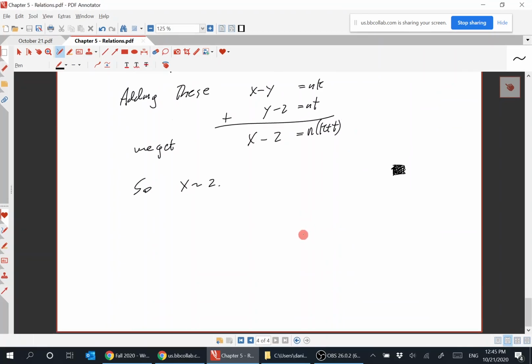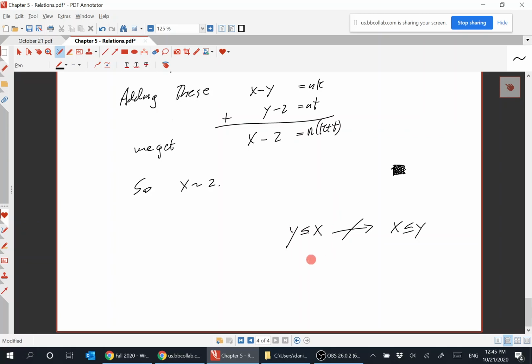Well, symmetry is one that you know. When you have a relationship like y less than or equal to x, y less than or equal to x definitely does not imply x is less than or equal to y, unless x and y are equal. So this kind of relationship is not symmetric.